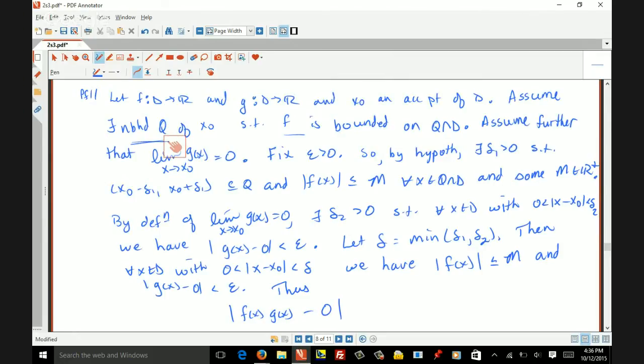We're just trying to show that f times g goes to 0. So f of x times g of x minus 0. What is that equal to? f of x times g of x. It's not rocket science yet. Seems like a trick question.